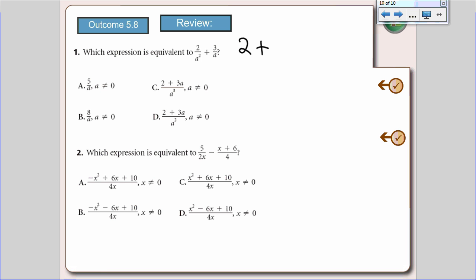Let's go to this one. 2 plus 3 divided by 1 is 5. Let's go to this one. 8 divided by 1 is 8. Let's go to this one. 2 plus 3 divided by 1 is 5. So you get 3 answers that are all 5.